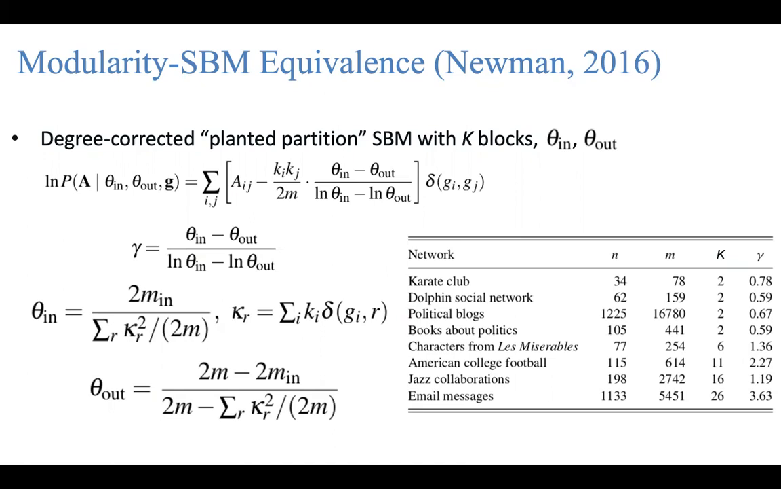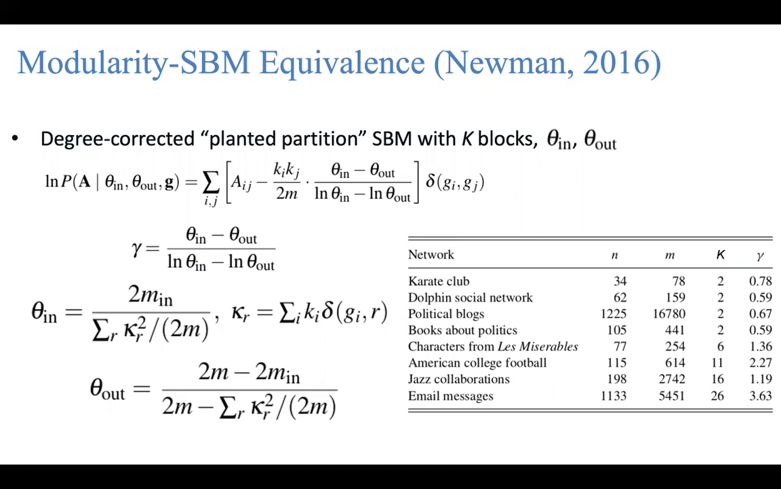So the idea here is that if you evaluate the theta in and the theta out for a given partition that you've obtained, you can then compute the gamma and ask whether or not that's the gamma, or how close is that gamma to the gamma that you used to actually identify the partition in the first place.